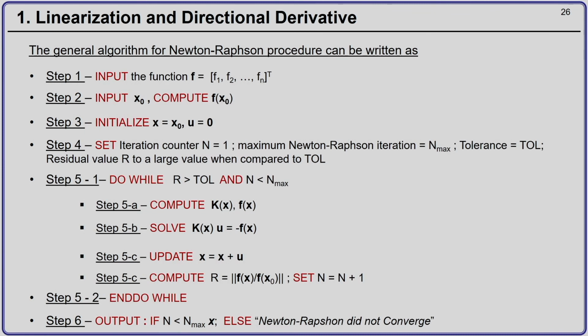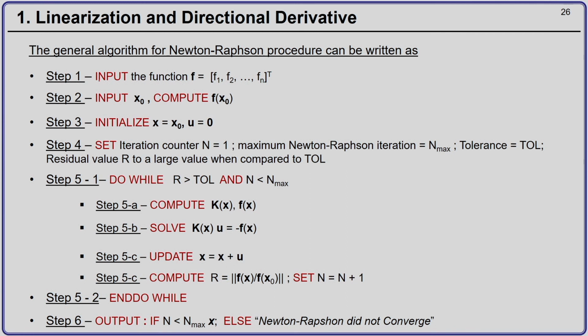So, for the second example that we have seen, this is the general algorithm for the Newton-Raphson procedure. It requires a number of steps to be performed in a certain way. So, we will look at how we have to proceed if we want to find the solution of a system of nonlinear algebraic equations.